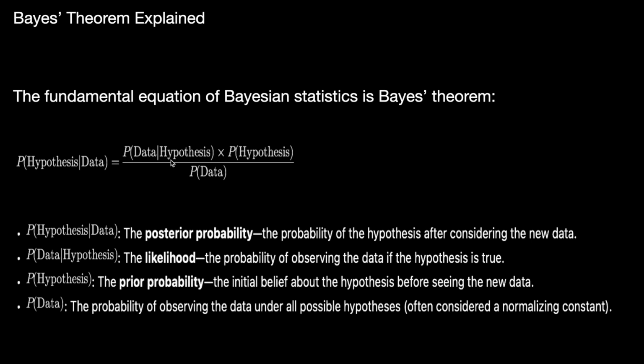This is the likelihood, that is the probability of observing the data if the hypothesis is true. This is called the prior, which is the initial belief about the hypothesis before seeing the new data. And finally, we have the probability of observing the data under all possible hypotheses, often considered a normalizing constant.